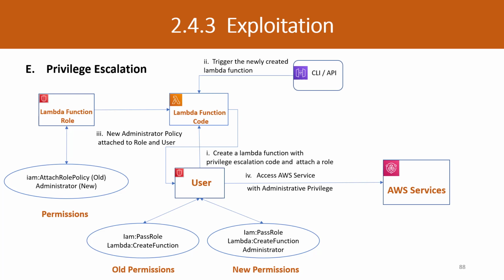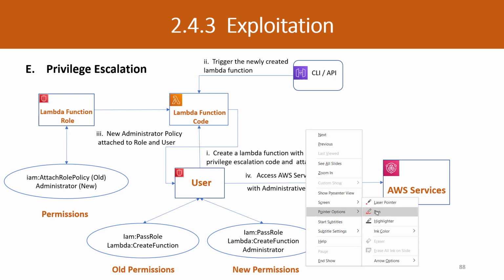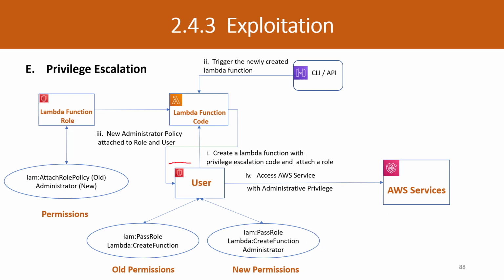In this module, we will discuss how we can misuse Lambda functions to perform privilege escalations. You can see in this diagram, suppose there is one user. This user has least permissions or privileges. There are two privileges: one is that this user can pass the role, and second is that this user can create Lambda functions. If this user has these two permissions, this user can perform privilege escalation in AWS environments.